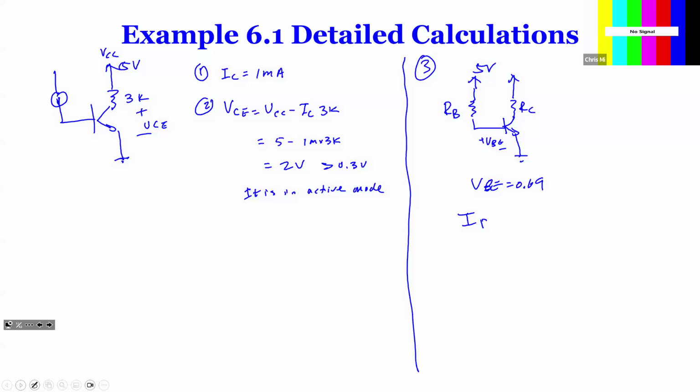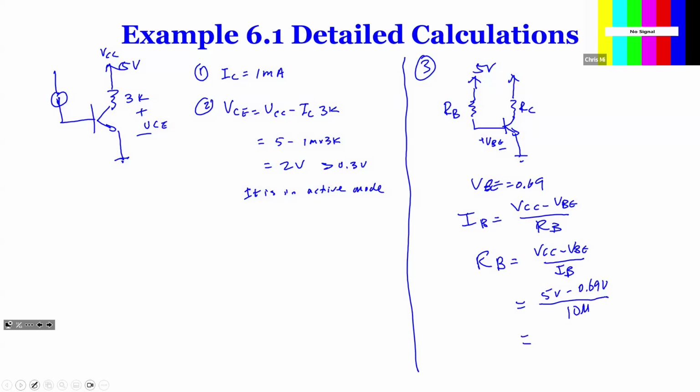So now you can see that IB is equal to what? To VCC minus VBE divided by RB, right? So from here, you can say RB equals VCC minus VBE divided by IB. And VCC was given at 5 volts, minus VBE was 0.69 volts, divided by IB, which is 10 micro. So from here, you can get 431 kilo ohms.